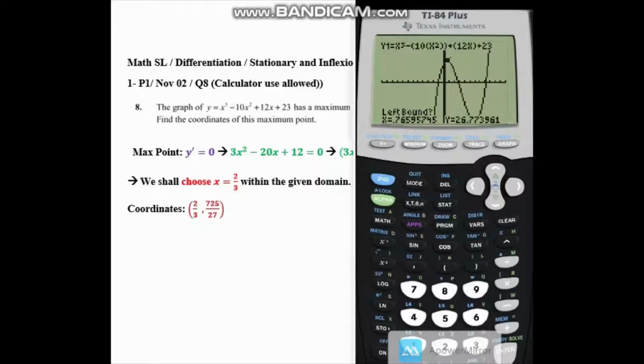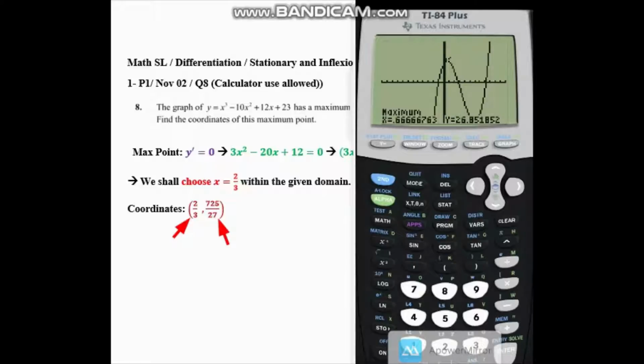Now, I need to give the calculator a left bound, so obviously the maximum value is somewhere where the cursor already is. So the left bound will be somewhere to the left, the right bound shall be somewhere to the right, and the guess shall be somewhere here. And the calculator tells me automatically that x equals 0.66667, which is 2 over 3, and y equals 26.85, which you shall find to be equal to this number right there, 725 over 27.